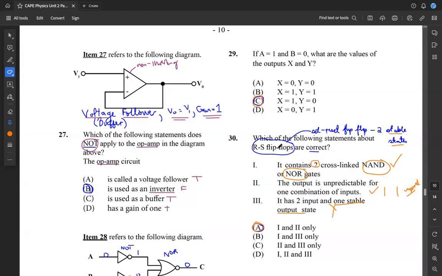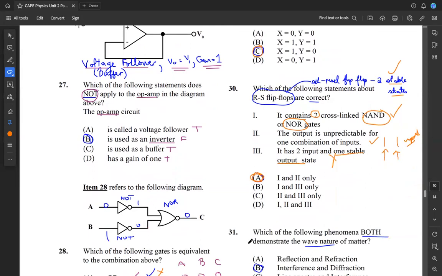So this is just testing your knowledge of RS flip-flops and knowing what they actually are. They're made of two cross-linked NAND or NOR gates, and the output is unpredictable for one combination of the input. So when you're putting in a 1 at one of the nodes and a 1 at one of the other ones, it's unpredictable. That's the combination for which the output is unpredictable. So this is true, and this is also true. This is not true because we know that RS flip-flops have two stable states. Okay, so A is our answer.